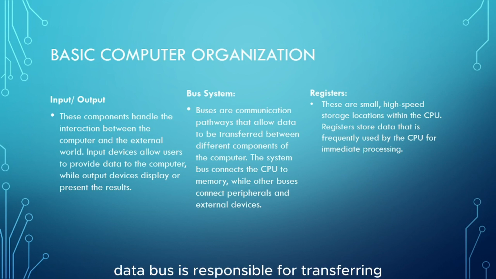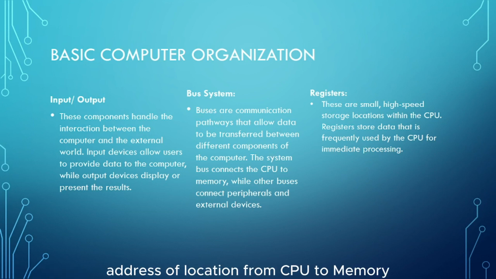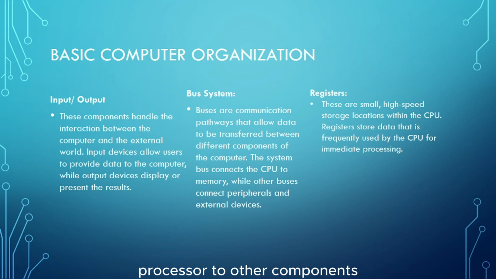Data bus is responsible for transferring data to and from computer memory. The address bus carries address of a location from CPU to memory, while control bus carries control instructions from processor to other components. These buses are unidirectional, while the data bus is bidirectional. It can transfer data from any component to any other component.